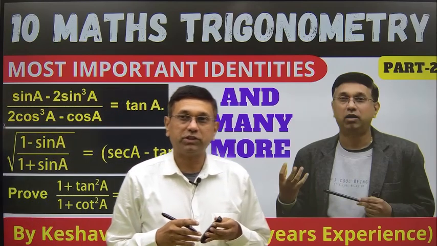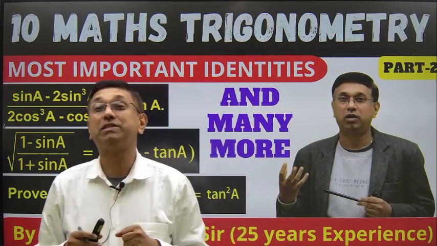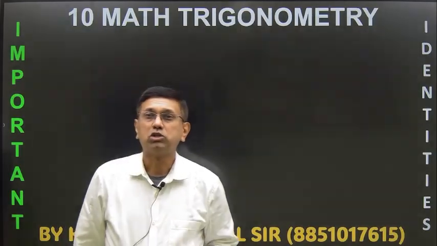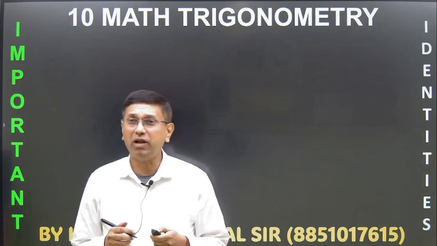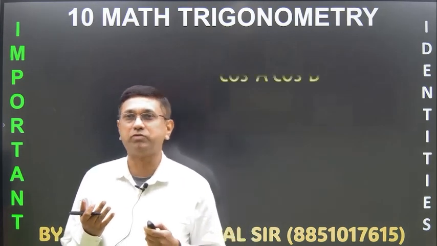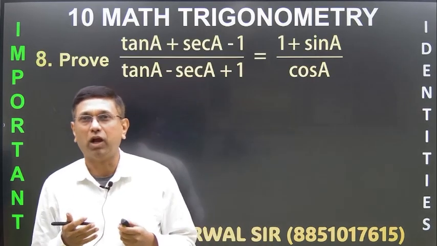So hello students, today we'll do part 2 of the identities which we started last time, the most important identities which we are talking about. We had done a few questions last time and completed part 1, where there were more of the easy problems which we discussed. Today we'll be discussing the difficult ones.